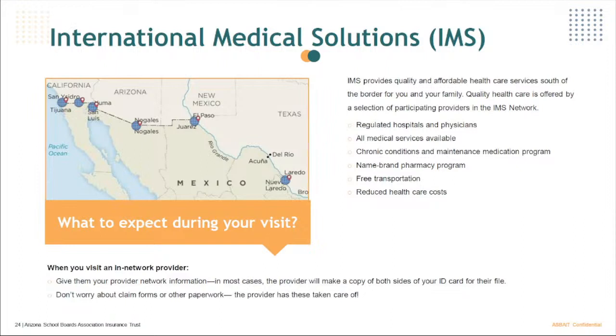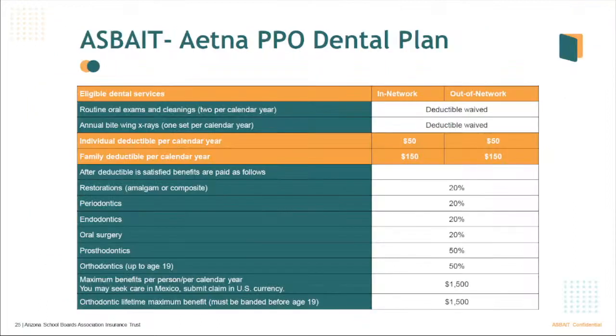This is a brand new program that started about 3 years ago. It's called International Medical Solutions. It is a Mexico network. We have a fair amount of districts that travel south of the border. They exercise the opportunity to have significant cost savings. We see this definitely in the prescription arena. We definitely see it in the dental arena, and obviously medical care as well. They provide a very well-rounded service for us.